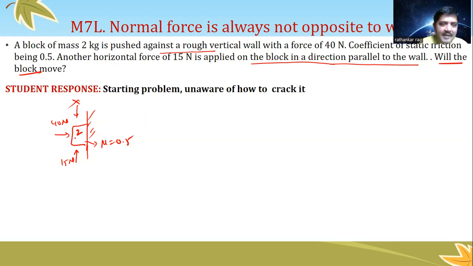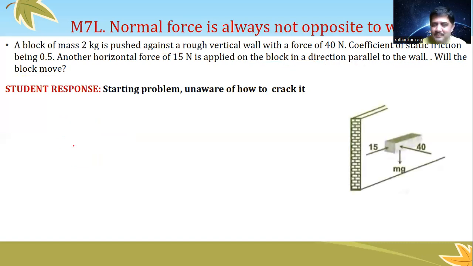So this is the diagram which they make. But strictly speaking, there's something else here. This is not the right diagram. Let me show you the right diagram. Here, 40 Newton is applied like this, and 15 Newton is applied parallel to the wall. Generally a student applies it like this, which is incorrect. It says it is parallel to the wall in a horizontal direction. How do I know? Because it says another horizontal force. If I apply it like this, it is a vertical force. Horizontal should be like this, along the x-axis. So will the block move?